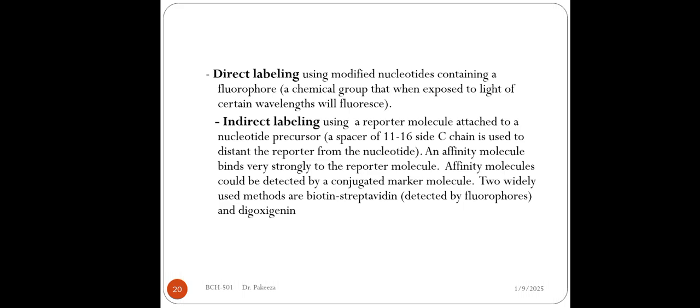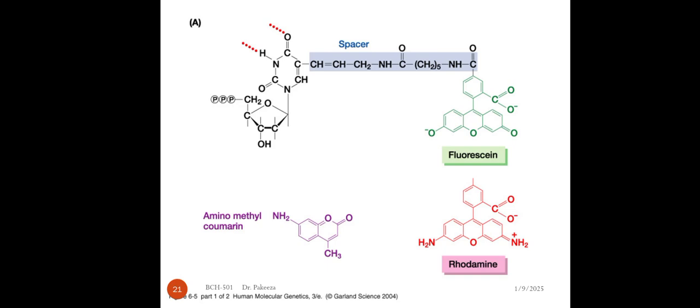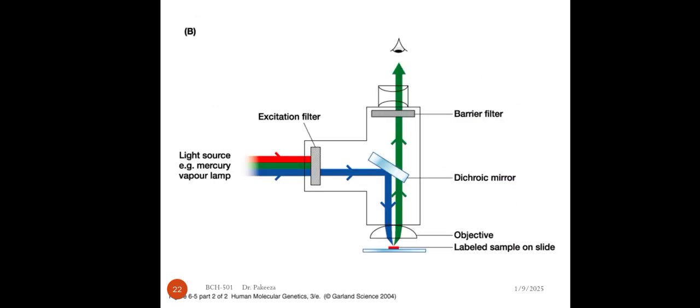So let me show you the figure first. Here you can see the fluorescent labels in the form of fluorescein, which gives green color, rhodamine, which gives red color, and aminomethylcoumarin, which gives indigo color. So you can attach these fluorescent dyes to your nucleotide via a spacer molecule, as is clearly evident on this slide, which has been highlighted with the gray or the dull blue color.